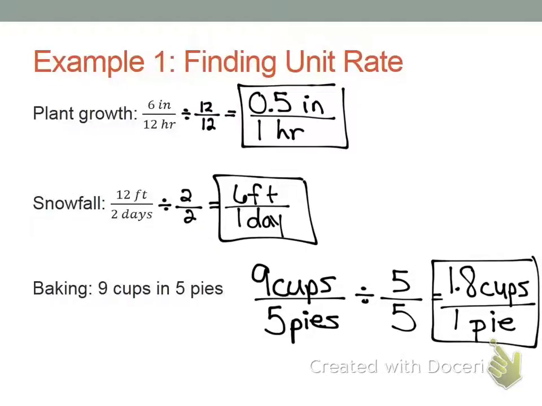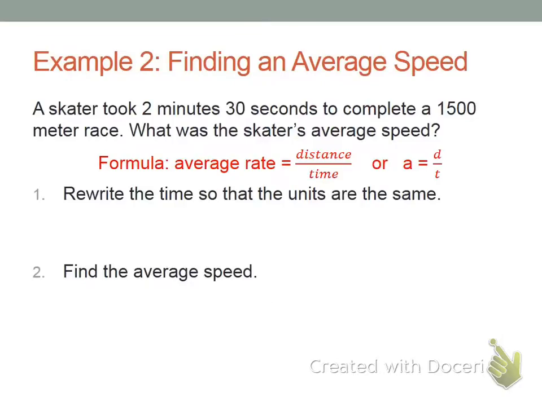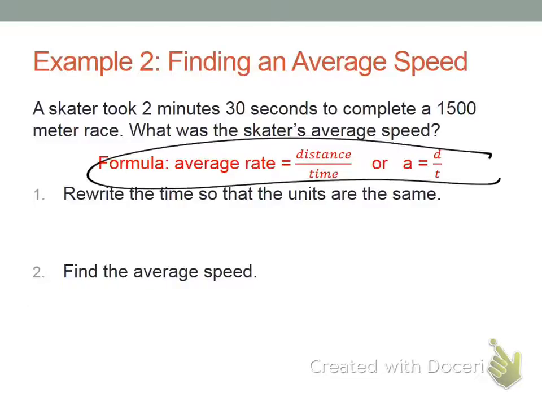All right, in example 2, I'm finding average speed. So again, I'm trying to figure out how fast per hour, how fast per minute, how fast per second, okay? But you need to know this formula. Average rate equals distance divided by time.